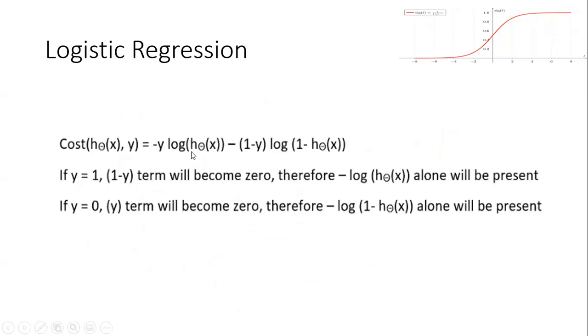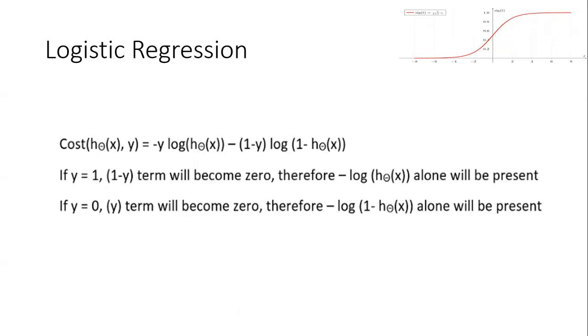So this is what we are writing here. I can write it combined in this way because I don't want to write two different things. If I want to combine both the costs together, I can write it like this: minus y log h theta x minus 1 minus y log 1 minus h theta x. So this is the combined log cost function for both the classes. Even for the positive class and negative class, I can use the same function. If y equals 1, then the 1 minus y term here will become 0. Therefore, it is going to converge to minus log h theta x. And if y equals 0, then it is going to converge to minus log 1 minus h theta x.